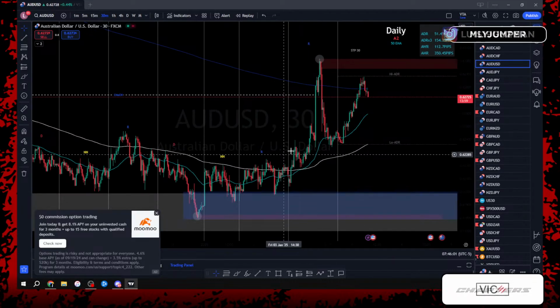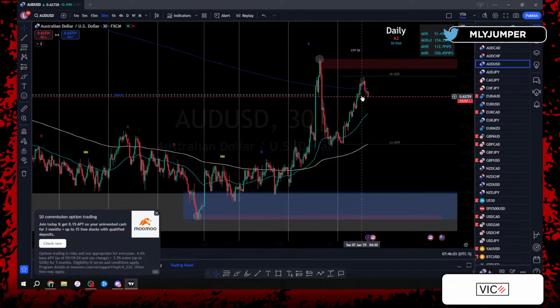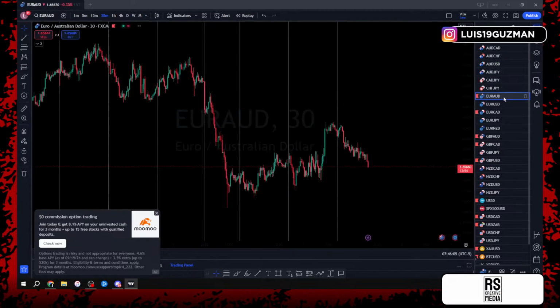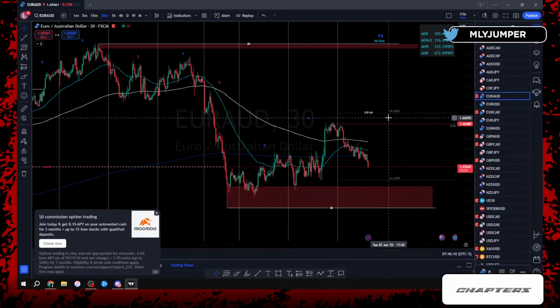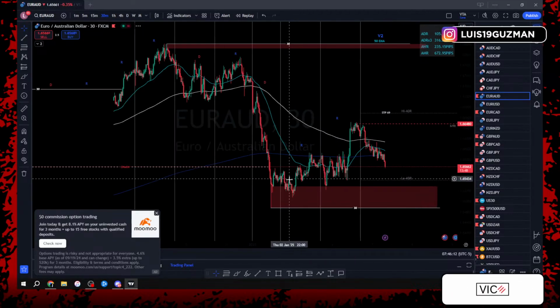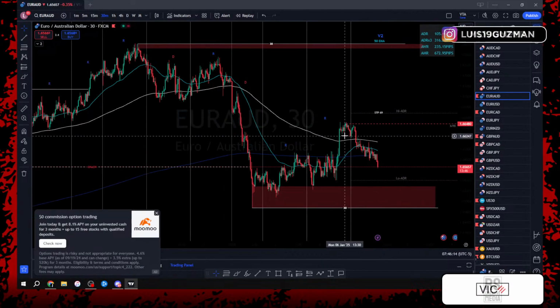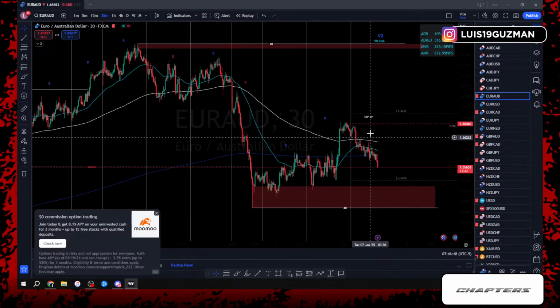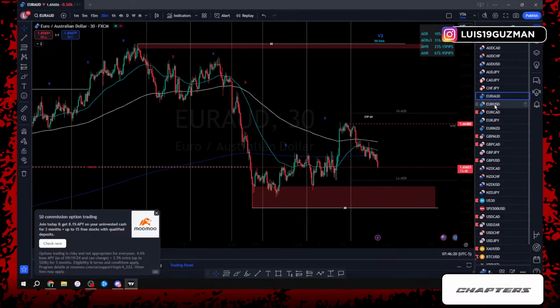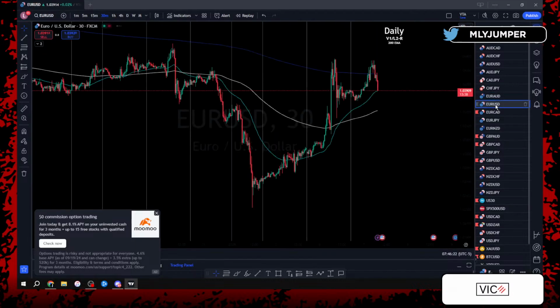So AU still moving counter, already hit ADR for the day, so AU's already done for us. EA, right? We talked about this 372 being invalidated based on market structure. That's exactly what happened, right? Price already did STP for the day. It's almost at ADR, moving counter. That 372 is not going to work out. So let's go to the next one.